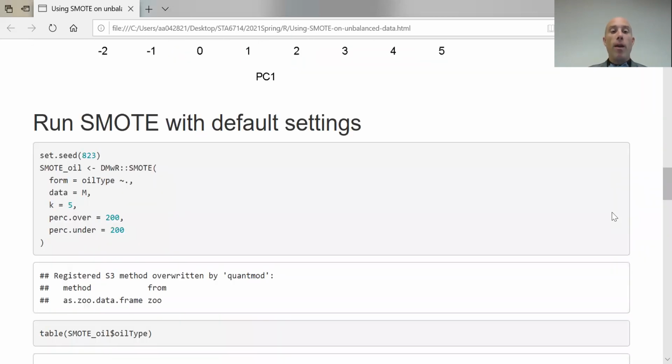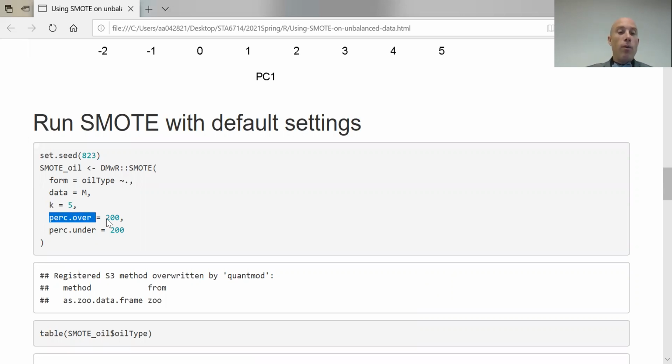All right, so now I'm going to go ahead and run SMOTE. Now here I'm just going to use the default settings. What SMOTE does is it takes neighbors of a particular level and uses those to make synthetic data.